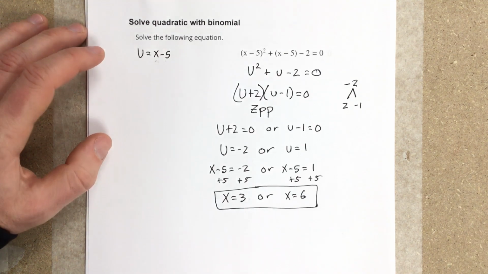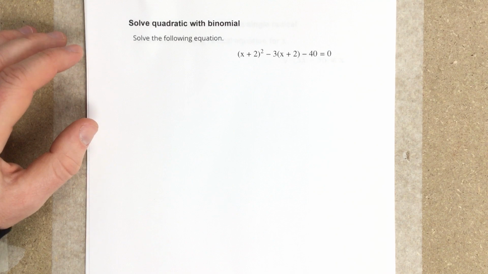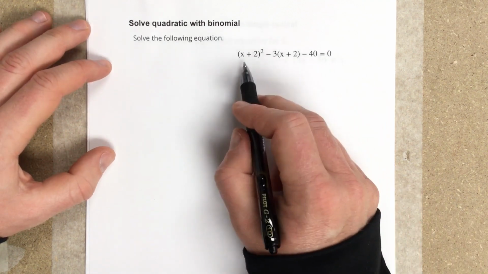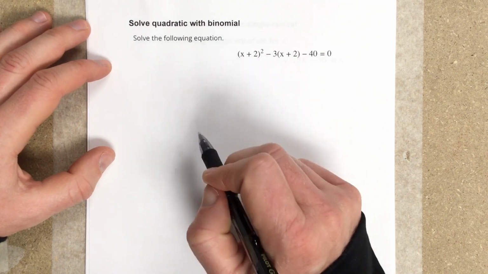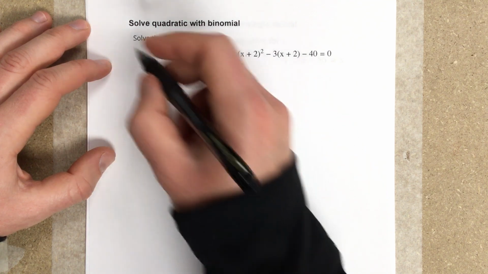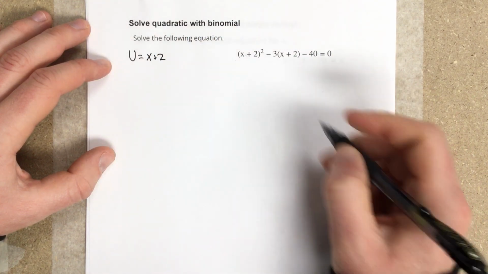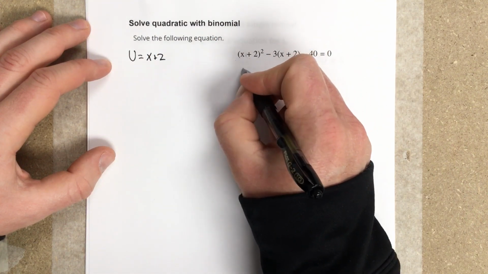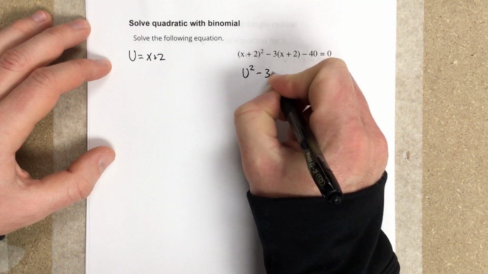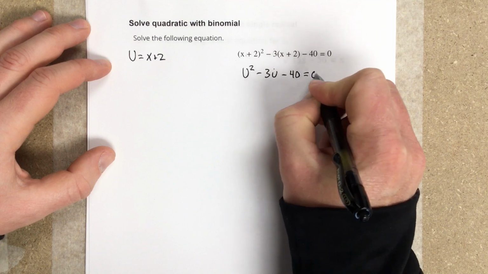Let's try a second example. Again, we're going to use a substitution here. We got a binomial in here that's in place of that x that we're usually used to. So we're going to say u is equal to x plus 2. Then we're going to substitute that in, so we have u squared minus 3u minus 40 equals 0.